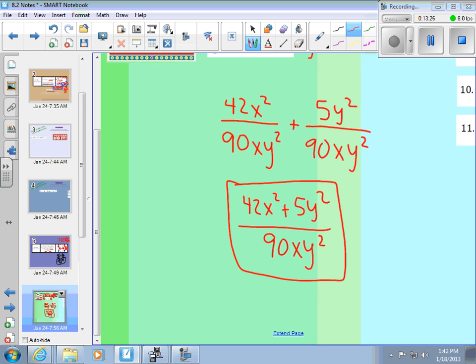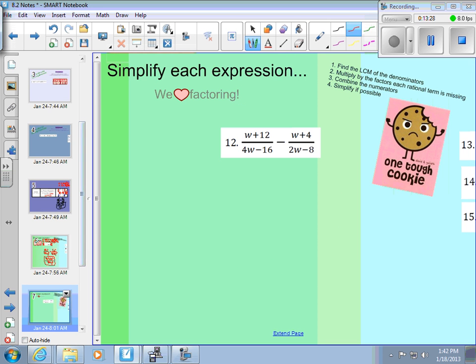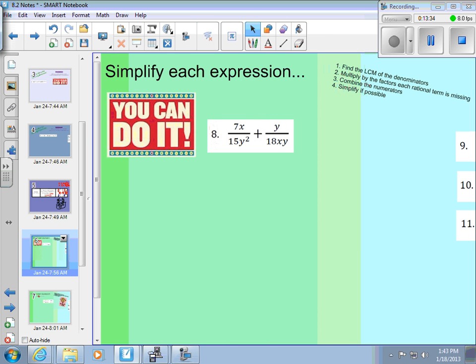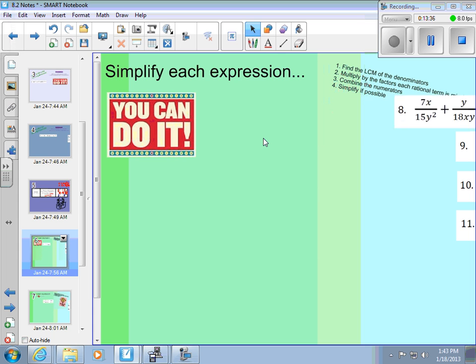Let's try one more here. On this next one, we are subtracting. We're subtracting. So we want to do the same thing. Adding, subtracting, doesn't matter. You have to get a common denominator. So let's look at this one. Common denominator. We need a multiple of 7 and 9.